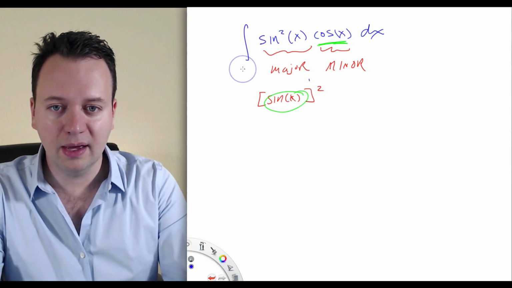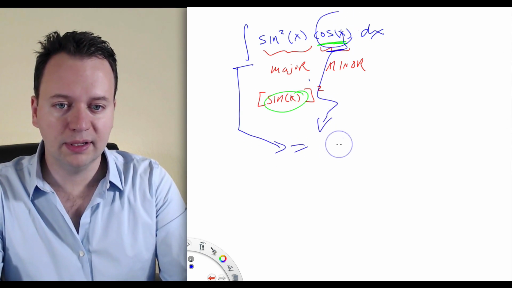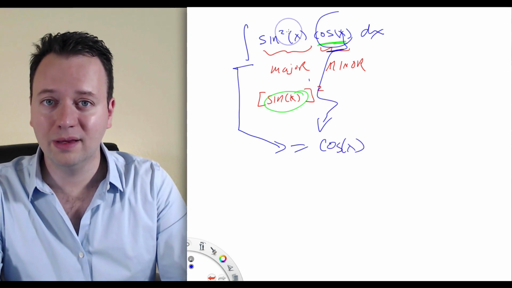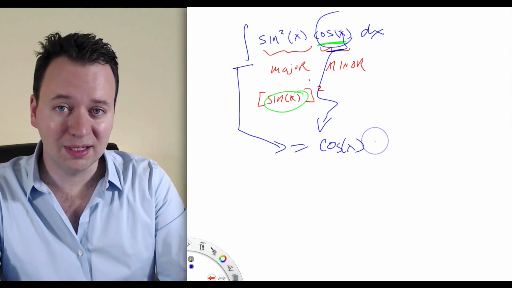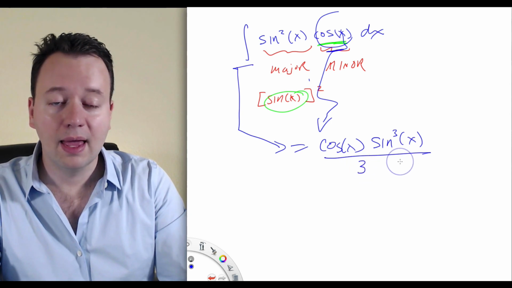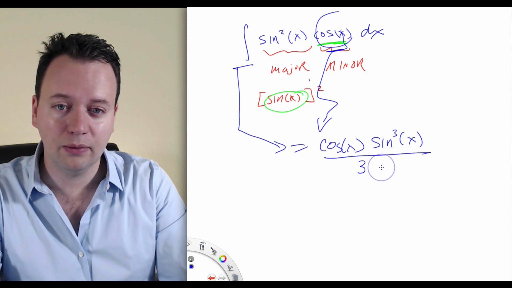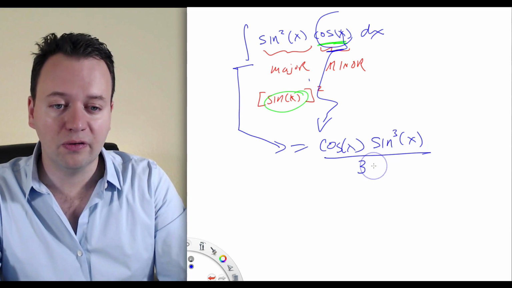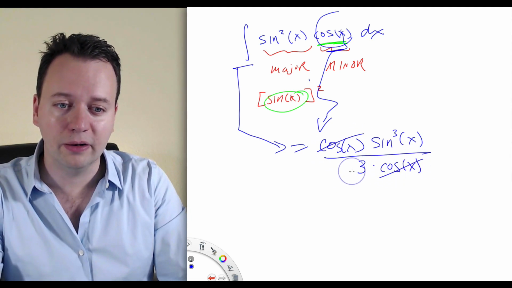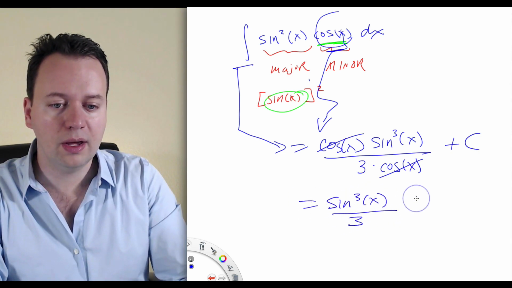So when we integrate this, the minor just comes down. So we have cosine of x. Now when we integrate sine of x squared, this is something to the power 2. So it becomes something to the power 3 and then divided by 3. But then we also have to divide by the derivative of the inside. The inside function is sine of x, so the derivative of that is cosine of x. So we divide by the cosine. And it only works if that function of x cancels out with the minor. So we have sine cubed x over 3 plus c.